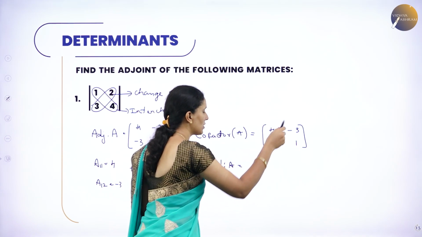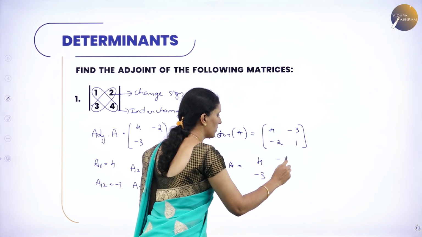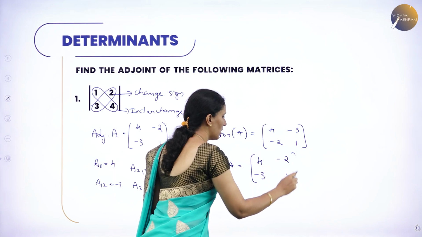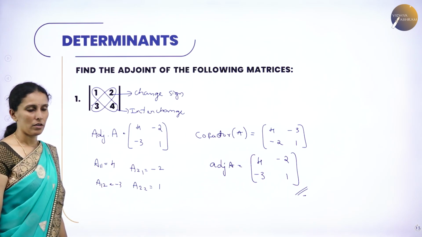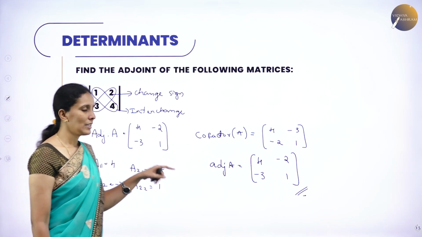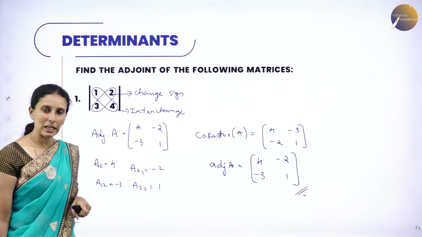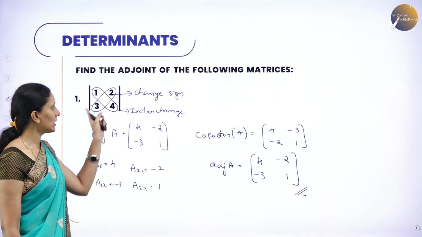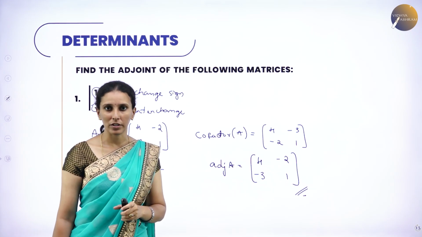Adjoint is, you should transpose this matrix. Transpose means writing rows into columns. So they are one and the same. Clearly you see 4, -2, -3, 1. So instead of doing all this, just use this hint: interchange the principal diagonal elements and change the sign of the other diagonal elements. That itself is the adjoint of a given matrix.